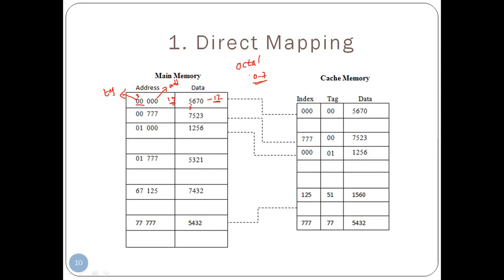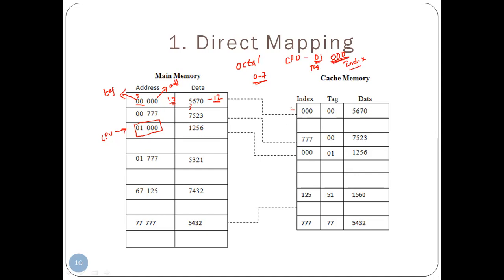Now we are going to map the cache memory to the main memory. Suppose the CPU generates an address of 01000. Which is nearer to the CPU, the cache memory or the main memory? The cache memory is nearer. In 01000, 01 is the tag field and 000 is the index field. The CPU checks the index first, which is 000.